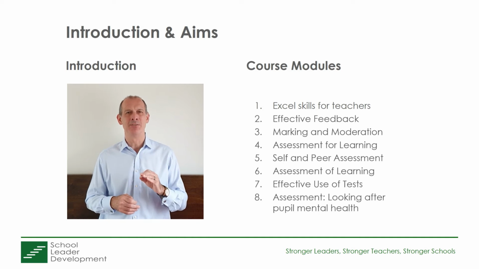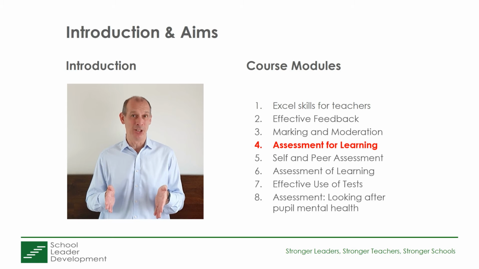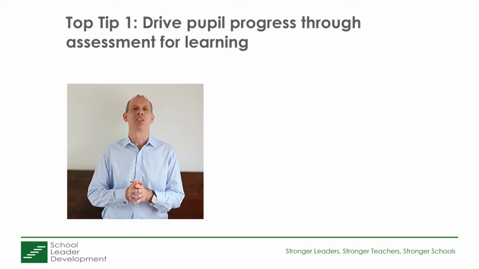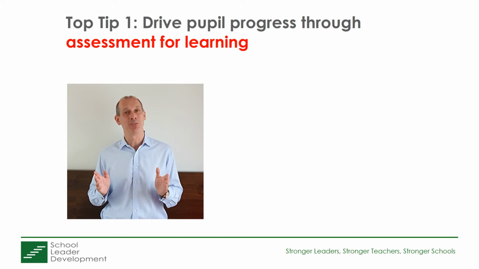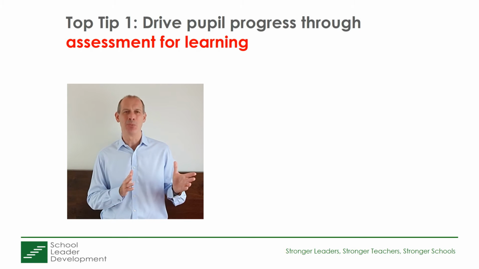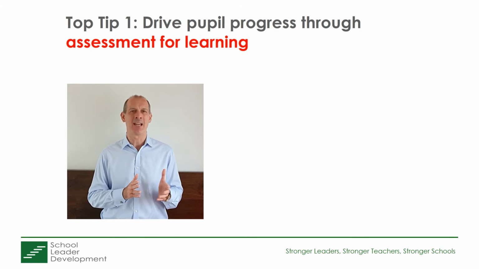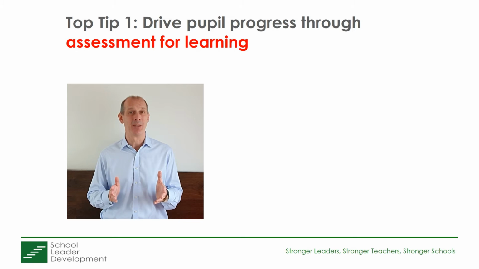To give you a flavour of what's in store, we will outline a tip or two about assessment for learning here. So top tip 1, drive pupil progress through assessment for learning. If I could give you only one tip for helping pupils improve their learning in the classroom, assessment for learning would be it. It is the one process that can really help take your students from A to B. The more you understand how to make this process work for them, the more progress they will make.